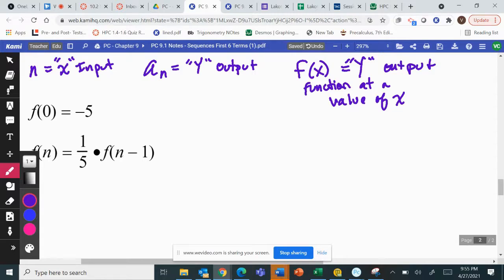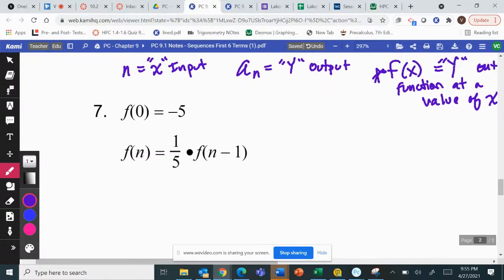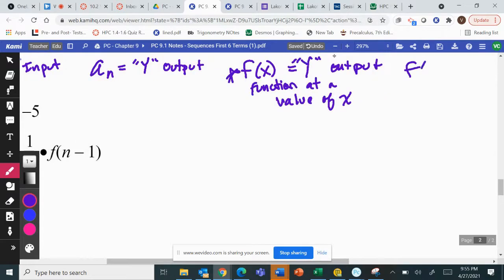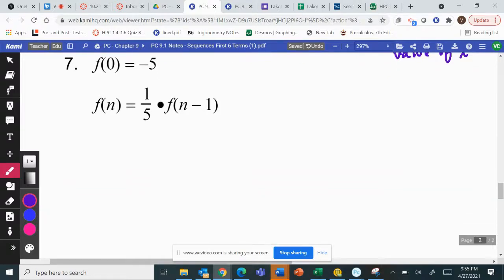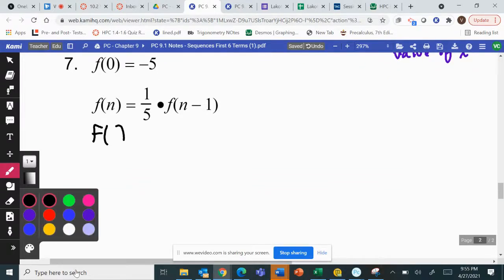So this right here is kind of what they've set up for us, except they don't have f of x, they have f of n. So f of n would be the exact same thing as an f of x would be. We're just using a different input letter. So this is telling me f of 0, when I input 0, I get negative 5. I need to input the terms 1 through 6. So I'm going to do f of 1.